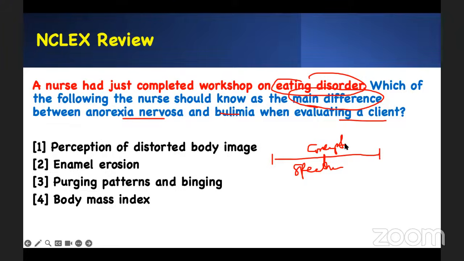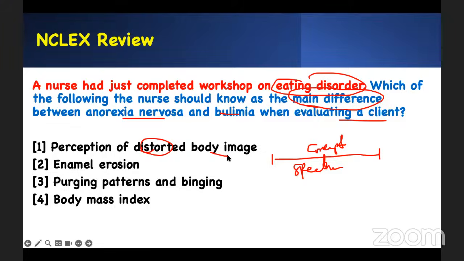Okay. Both of them, they have a perception of what? Body image, meaning they don't like the way they look. They both have a distorted perception of body image, so they don't like the way they look at all. Then look at what I'm going to do. I'm going to answer the question even if you have no idea.